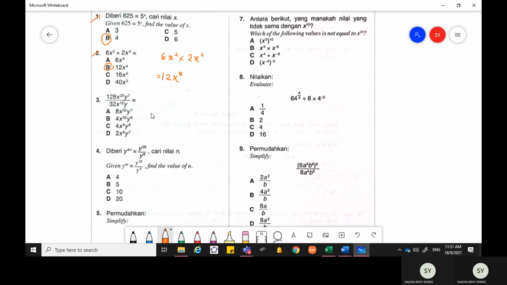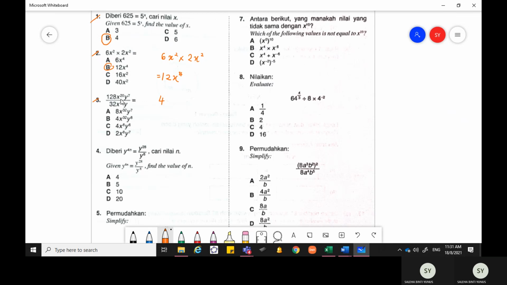So the answer is B. Okay, next question number 3. So we have the same one with question number 2, but then division. So if division, the power will be subtracted. Okay, so nombor dengan nombor, 128 divided by 32. So 128 divided by 32, you'll get 4. So the number will be 4.